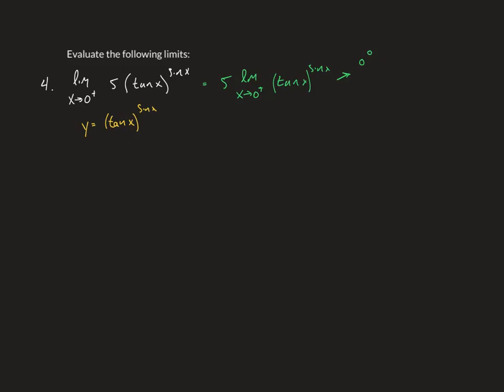All right, and so I'm going to take this out of exponential notation using a logarithm, so I'm just going to apply the natural log here. ln of y is equal to sine of x times ln of tangent of x. Excuse my handwriting here. I'm going to rewrite that.